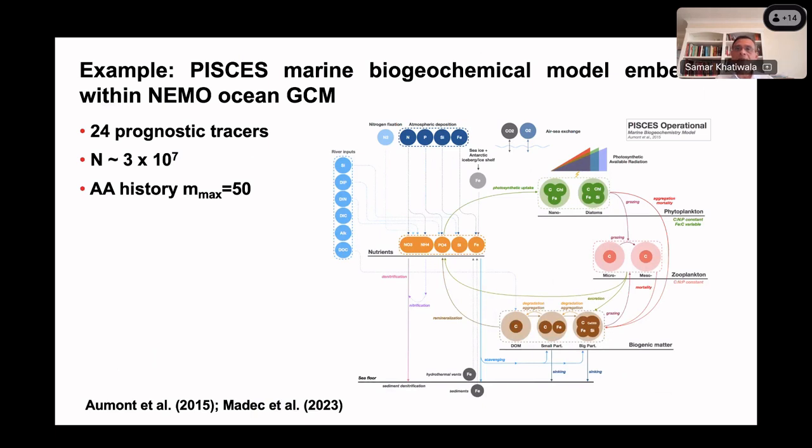My first example is the PISCES marine biogeochemical model that's coupled to NEMO. You're probably familiar with NEMO and PISCES. NEMO has 24 prognostic tracers. In these experiments, I'm using the ORCA2 grid, the fastest one that I could find that I could run, and I'm keeping a history parameter of about 50 over here. So it's a sizable problem. Essentially we're spinning up about 30 million variables simultaneously. Basically, that's the size of your X vector in this particular configuration.